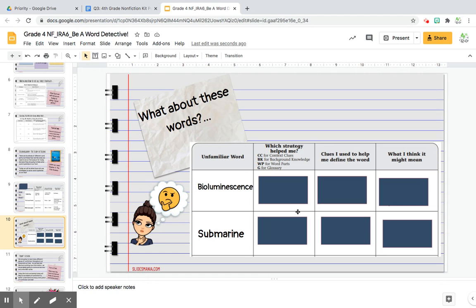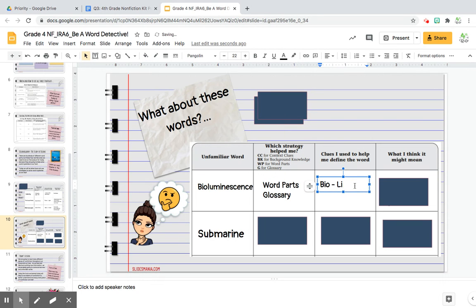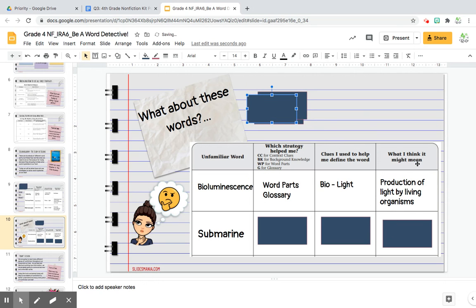So again, if I'm going to use my strategy as far as using word parts, and I know bio means, what did I say? It means light. Ooh, not life. Silly Miss Simic. Let me add that in. Light. Okay. So if an animal has bioluminescence, they're able to produce their own what? Their own light. So my definition, the production of light by living organisms.